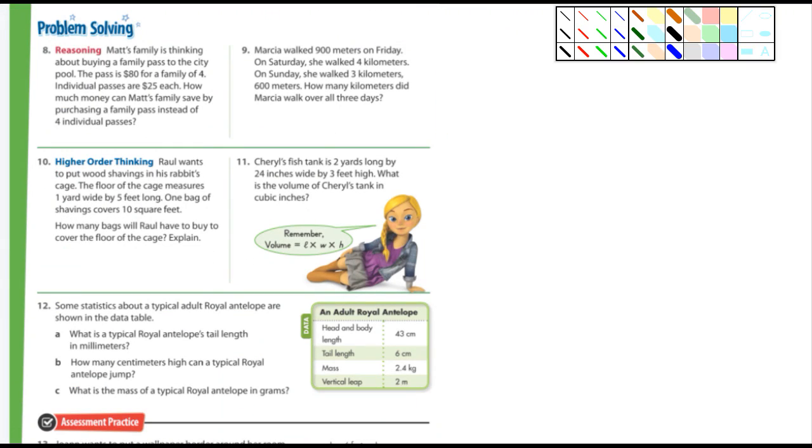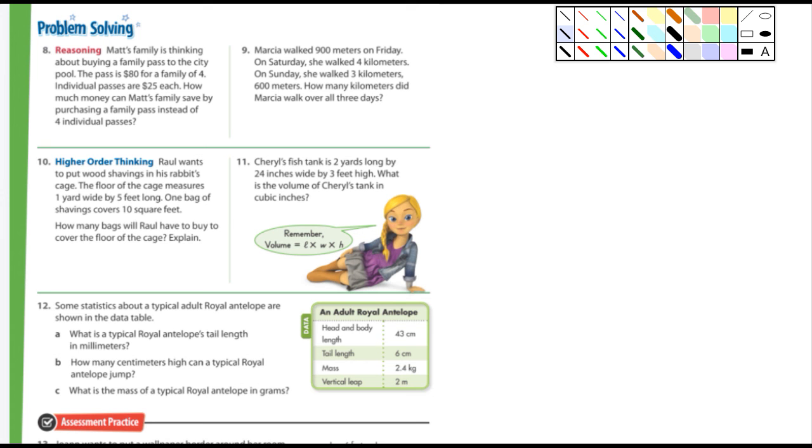Let me go back to where I was here. I'm looking at number 9. Marcia walked 900 meters on Friday. On Saturday, she walked 4 kilometers. On Sunday, she walked 3 kilometers, 600 meters. How many kilometers did she walk over the 3 days?